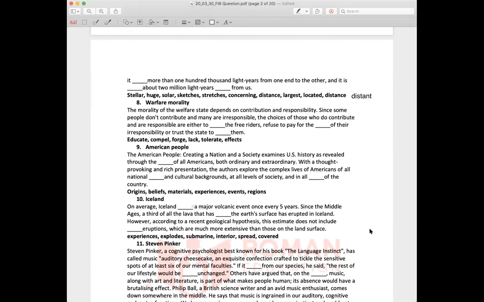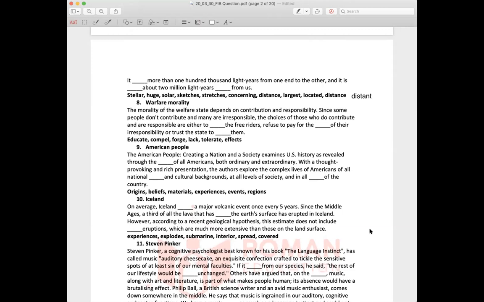American people. First one, through the all Americans. The American people, creating a nation and society, examines U.S. history as revealed through the of all Americans. Reveal means to show something. So through the what of all Americans? And remember, whatever it is, it can be either ordinary or extraordinary. So which of these things can be ordinary or extraordinary? Try to pair the words given there with ordinary and extraordinary. You will find the answer easily.